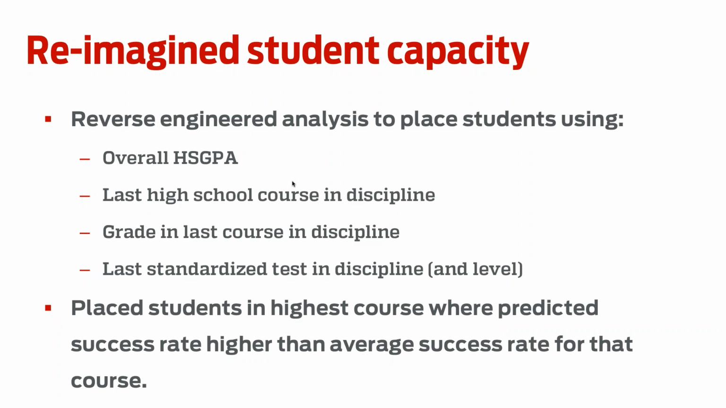We took their overall high school GPA, their last high school course in the discipline, so we know how far they got and their grade in that course. We even used their last standardized test in the discipline because it was predictably useful. We just used it in proportion to its predictive utility. And then we placed students in the highest course where the predicted success rate was higher than our average historical success rate for that course. Right? They put them in the highest course of the two. We had this alternative multiple measures, but we also allowed students to continue to be placed via our standardized tests. We didn't take those away, so no one could be hurt by this, by losing an opportunity to be placed in the college level work.